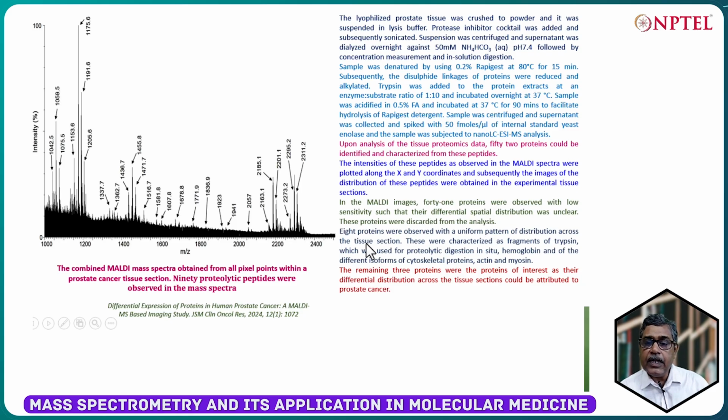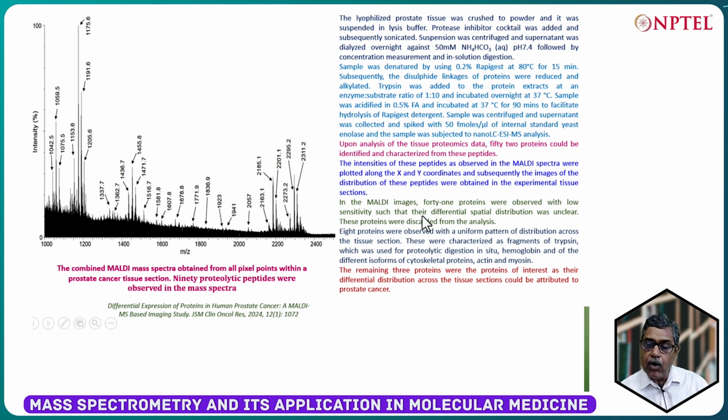Now, out of 11, 8 proteins were observed to have a uniform pattern of distribution across the tissue section. That means, though the tissue is cancerous, they are uniformly present. These were characterized as a fragment of trypsin, which was used for proteolytic digestion in situ, hemoglobin, and also isoforms of the cytoskeletal proteins actin and myosin. So, those will be there across the tissue section, no matter whether the cell is cancerous or not.